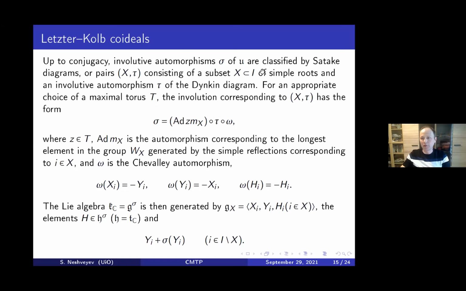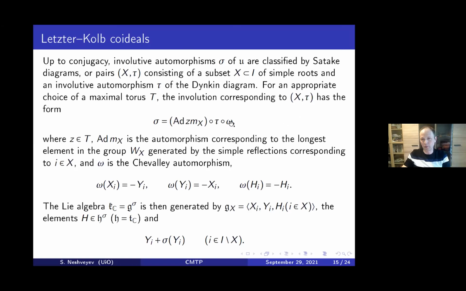You can classify involutive automorphisms of our Lie algebra, and they can be classified by Satake diagrams. In combinatorial form, it just means pairs (X, τ), where X is a subset of simple roots and τ is an involution satisfying certain properties. And up to conjugacy, it turns out that any involution then has the following form.